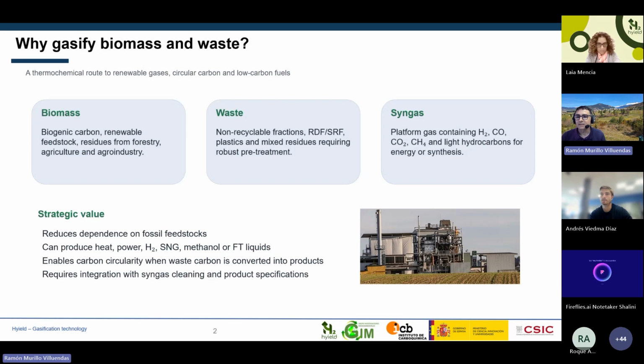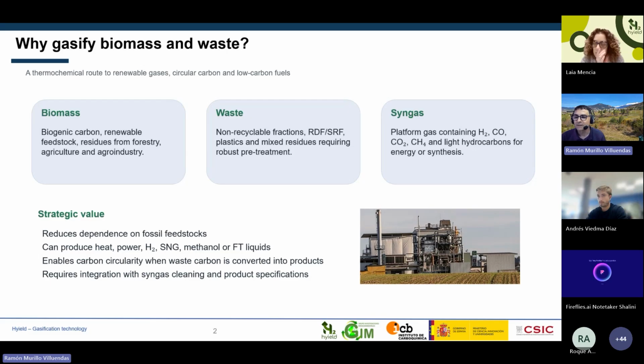This slide summarizes why biomass and waste gasification is relevant today. Gasification, as you probably know, is a thermochemical route that converts solid or liquid carbonaceous materials into a gaseous product, generally called syngas. This syngas contains mainly hydrogen, carbon monoxide, carbon dioxide, methane, and light hydrocarbons, and it can be used as a platform gas for different applications.